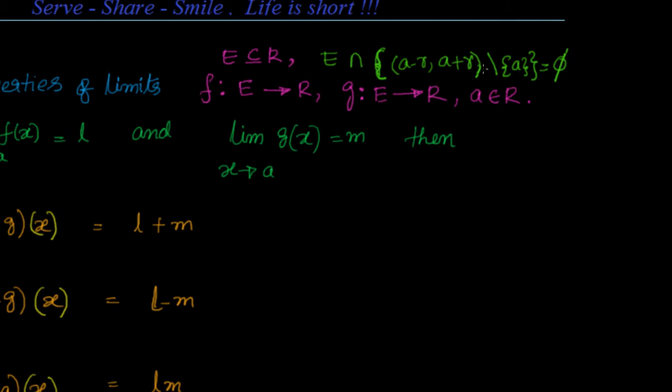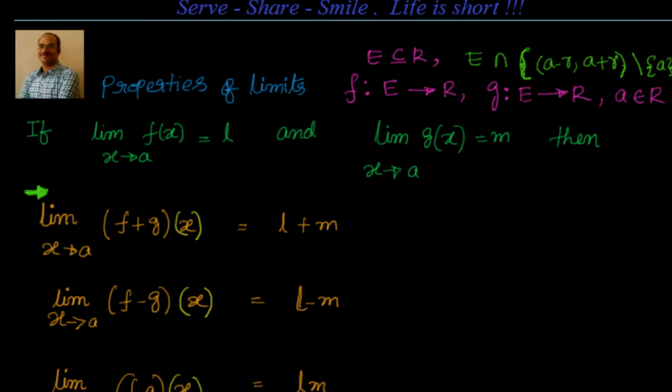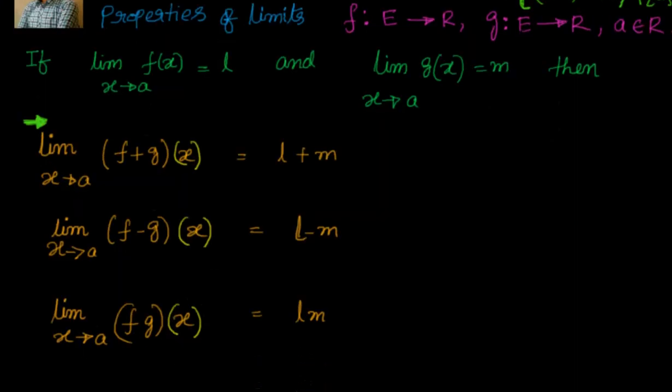What is the meaning of that? The meaning of that is on E we don't have any breaks in the graph. That means you have a clear delta neighborhood where the function is satisfied, and we have taken an A value which belongs to R.